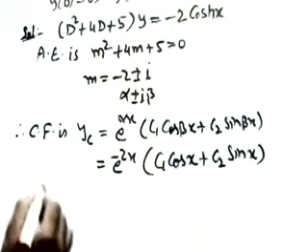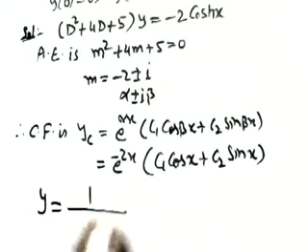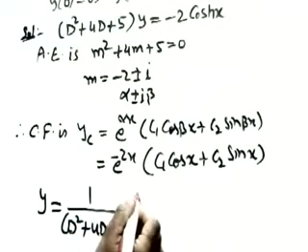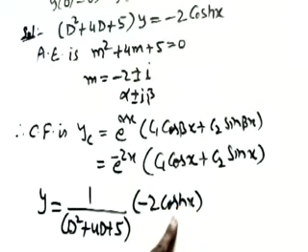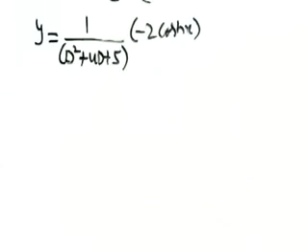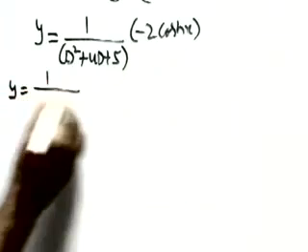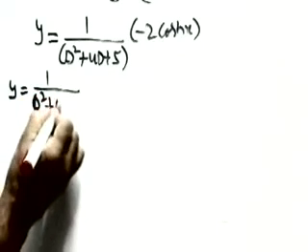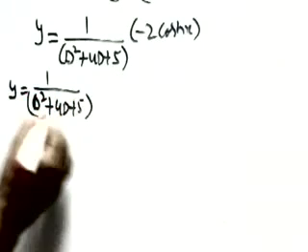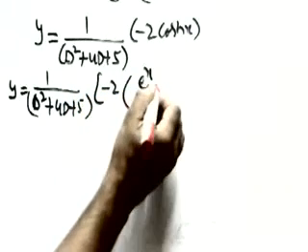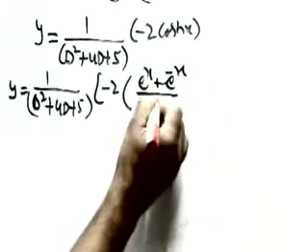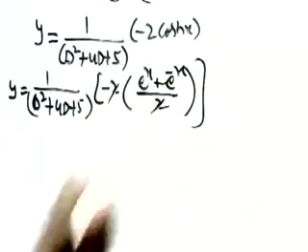Now for the particular integral, we have to bring D here. So what will we get? y equals 1 divided by D square plus 4D plus 5 into minus 2 cos hx. Just now we have discussed the formula of cos hx. So let me substitute the value of cos hx here: y equals 1 divided by D square plus 4D plus 5 into minus 2 into cos hx, which is e power x plus e power minus x by 2.